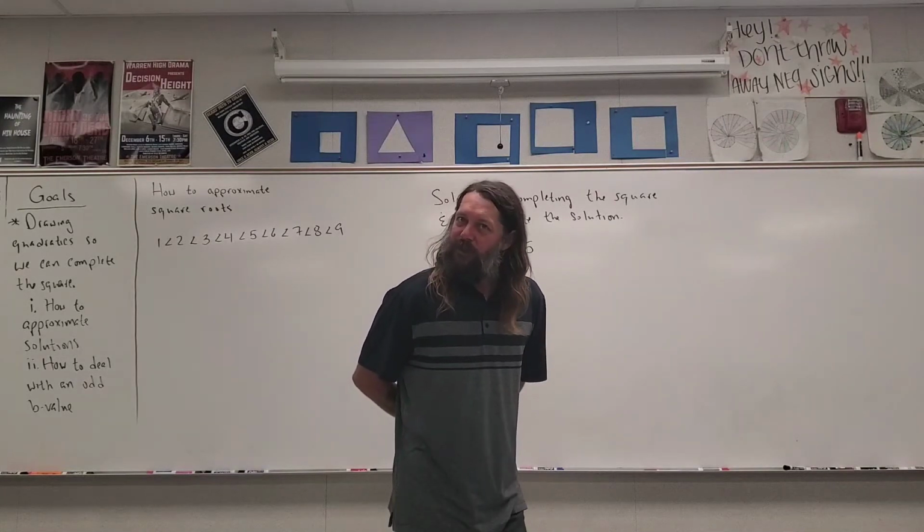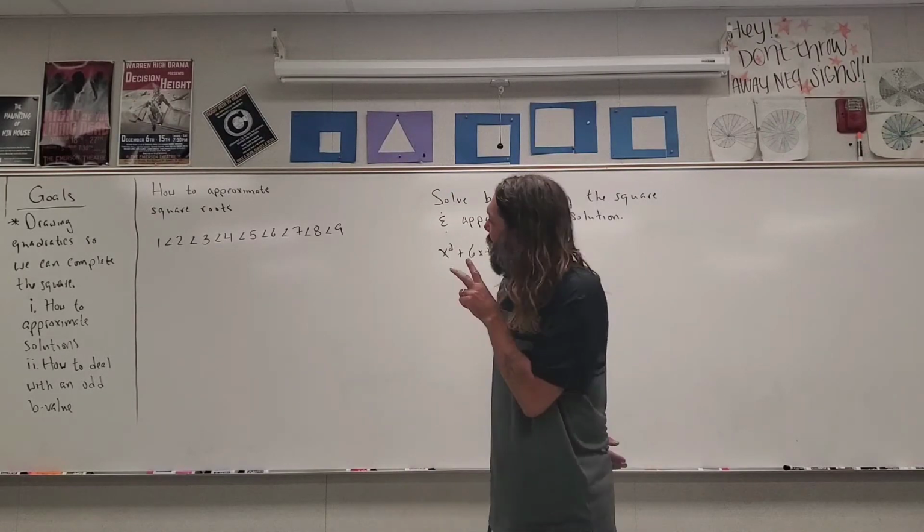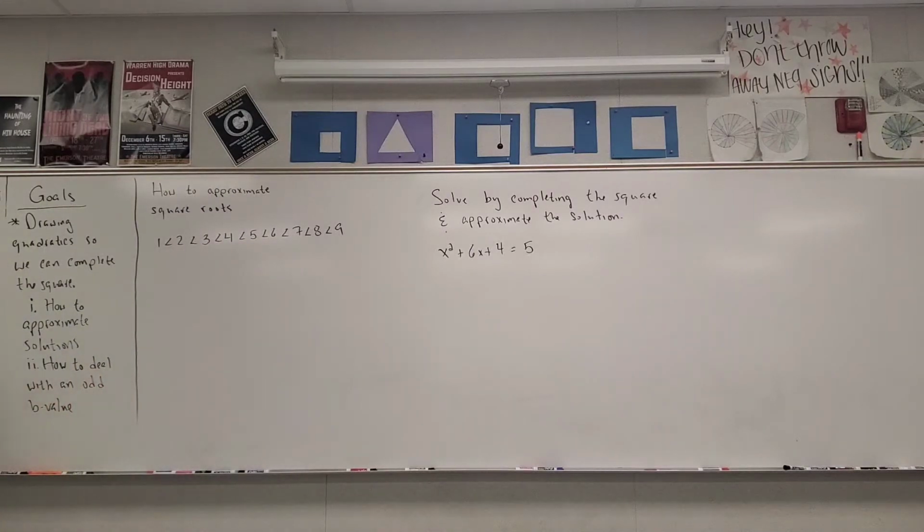I'm not sure how I'm going to title this lesson, but I'll figure out the title. What I am sure of are two goals for the day. Our first goal is going to be drawing quadratics so we can complete the square and approximate the solutions. That means that we're not going to have a nice square root. The second part of our goal is going to be how to deal with an odd b value.